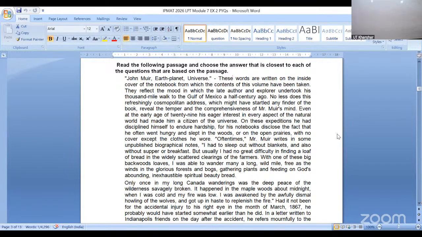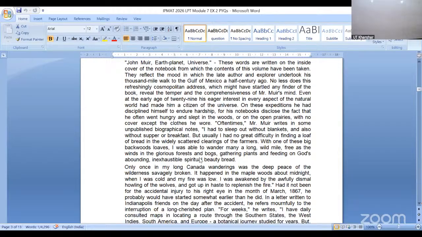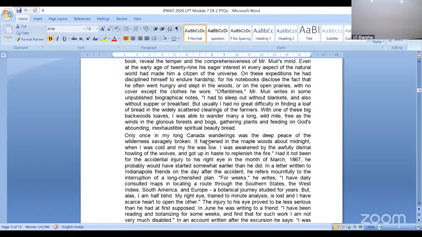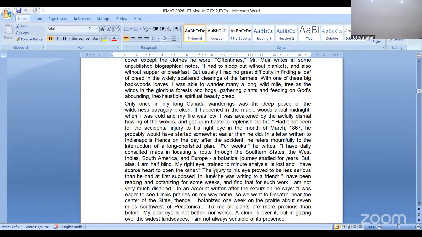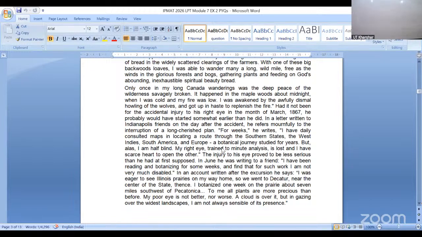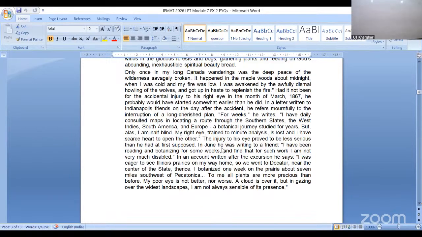What's the main theme of the passage? I don't know. The main idea? So he walked the Gulf of Mexico. What did he do? The main thing is what he did, his experiences, right? He studied plants in various places. He also talks about the prairies. He explored the natural world. Then he also talks about his Canada wanderings, then the southern states, West Indies, South America, Europe. So what did he do in all these places? He studied plants and he also talks about some hardships that he came across.